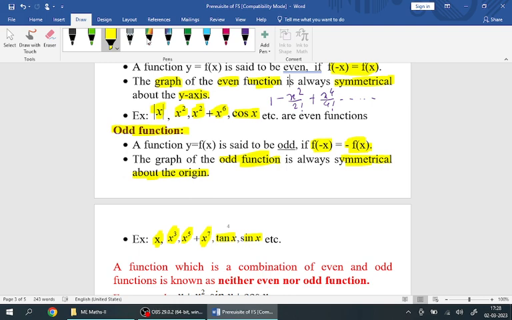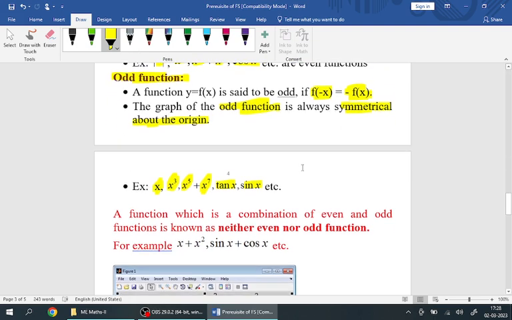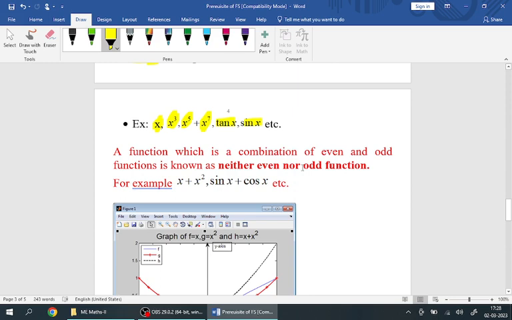Whenever only odd powers of x are there, it is an odd function. So that is about the identification of even and odd functions. But remember, there are a few functions which are neither even nor odd. Here x plus x square: x is an odd function, x square is even, so it is odd plus even, so it is neither even nor odd.